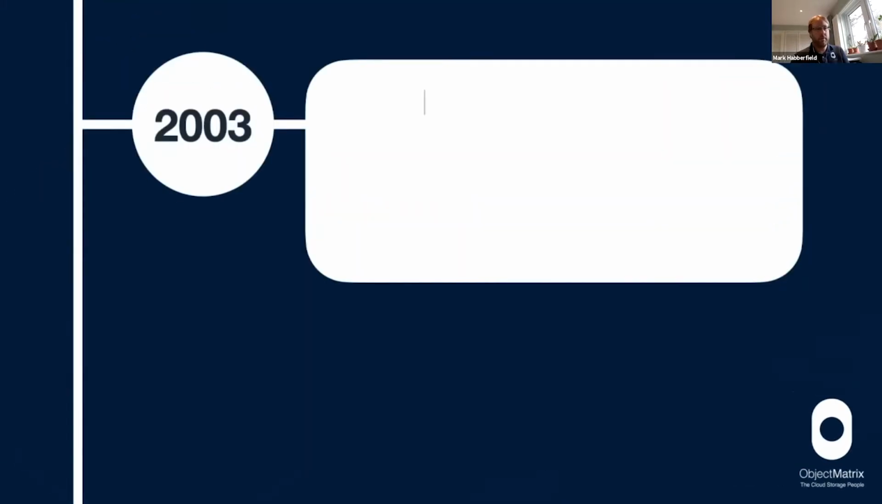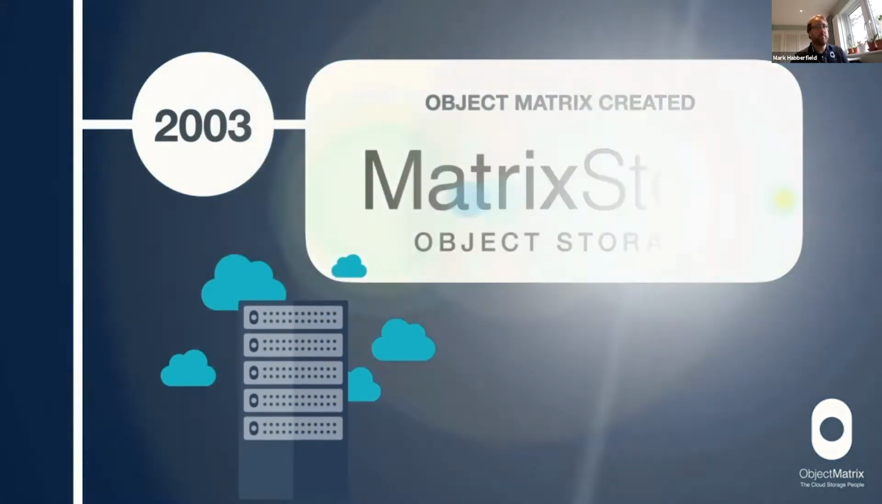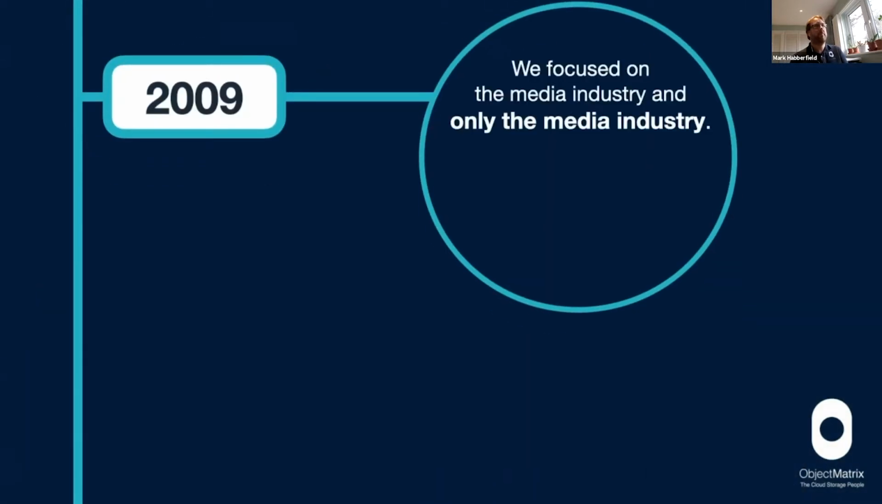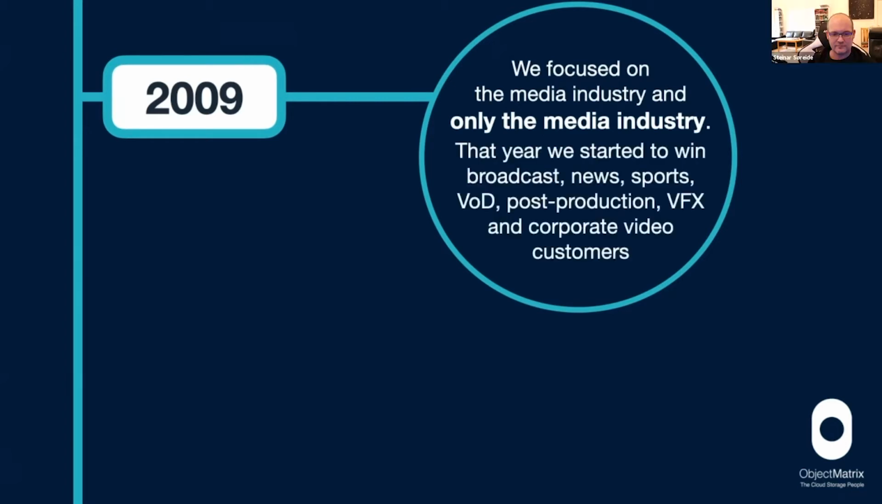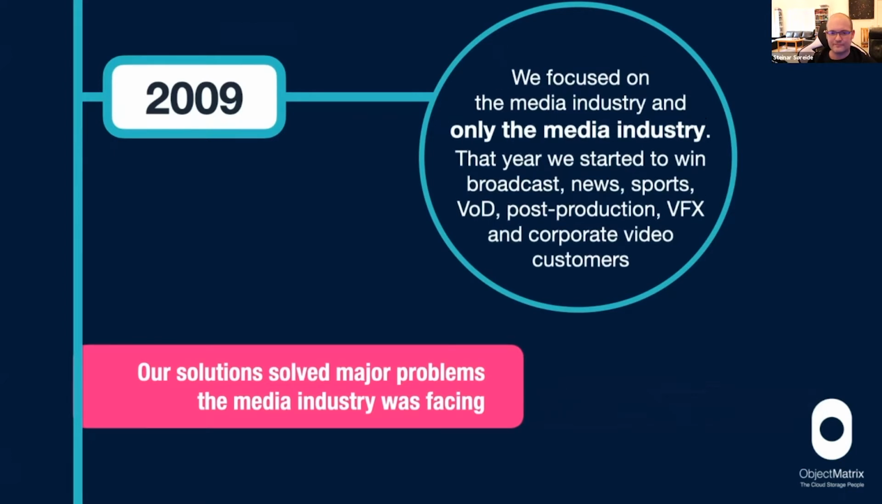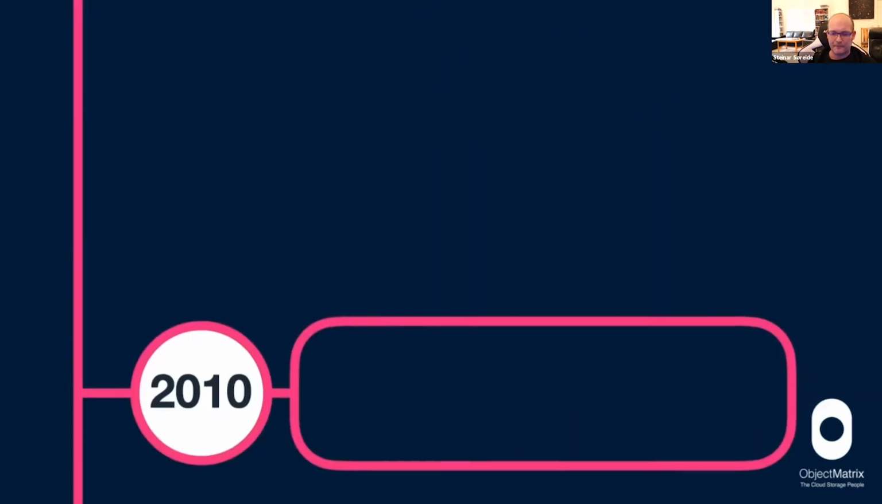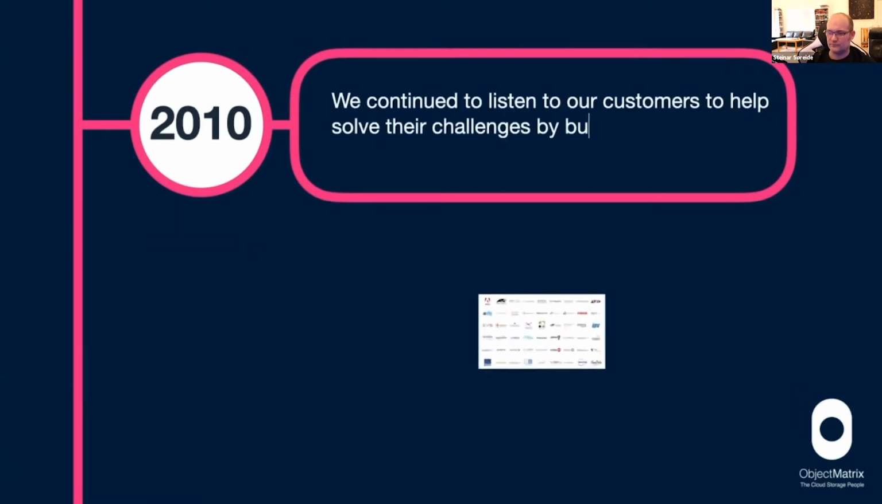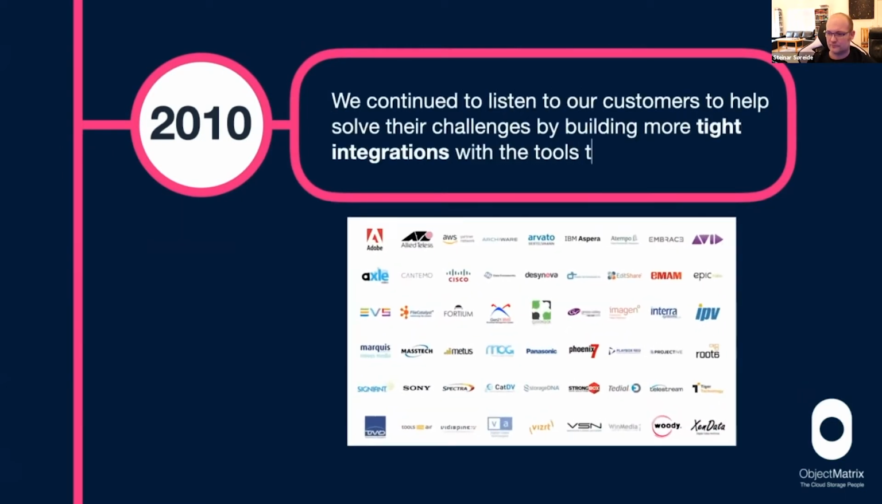In 2003, Object Matrix created MatrixStore Object Storage. In 2009, we focused on the media industry and only the media industry. And that very year, we started to win customers in broadcast, news, sports, video on demand, post-production, VFX, and corporate video, as our solutions solved major problems the media industry was facing. In 2010, we continued to listen to our customers and help them solve their challenges by building more tight integrations with the tools that they used.